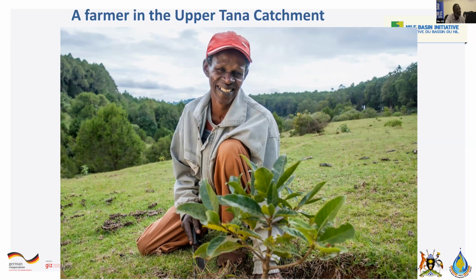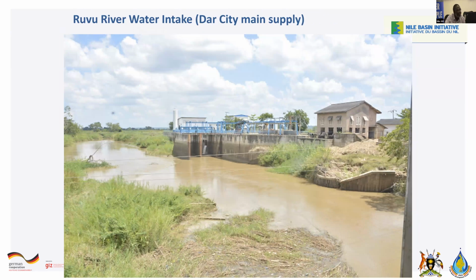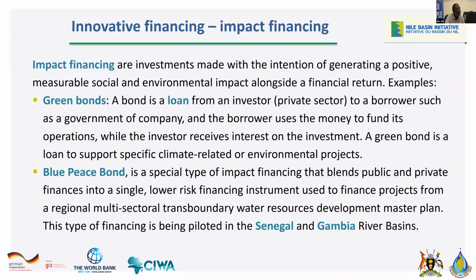Those are pictures of viable payment for ecosystem services schemes and the benefits you see from managing the upper catchments. The streams are very clean. That is an intake for the water supply of Dar es Salaam City on the Ruvu River. The upstream part is degraded and the river comes with a lot of silt. As you see there, it is being addressed through a payment for ecosystem services scheme.